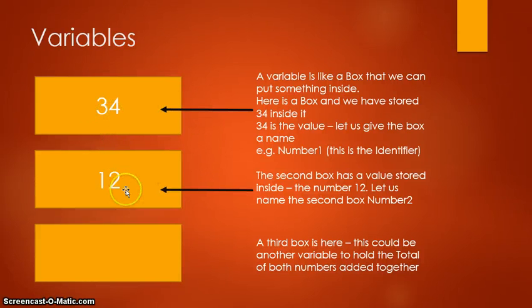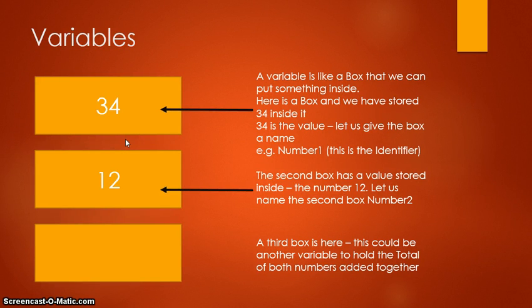I've got a second box here, and let's call this number 2 as its identifier, and I'm going to put the number 12 into that box. So therefore we can say 12 has been assigned to the identifier number 2. We therefore have two variables.